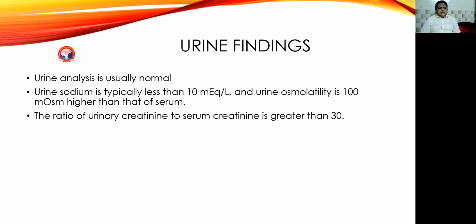So what are the urine findings? The urine analysis is usually normal. In HRS it is normal. Urine sodium is typically less than 10 milliequivalents per liter, and the urine osmolality is 100 milliosmoles higher than that of serum value. The ratio of urinary creatinine to serum creatinine is greater than 30.